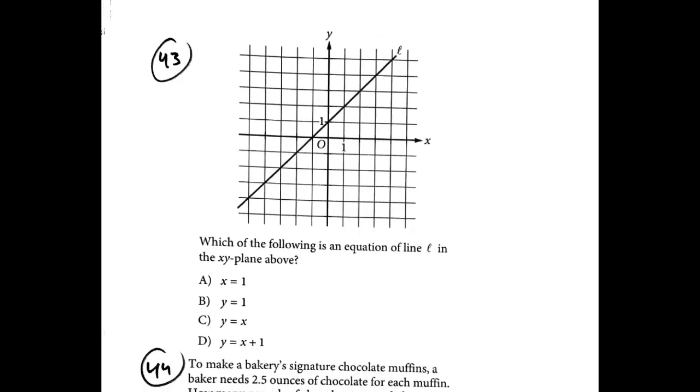43. Which of the following is an equation for line L in the xy plane above? A, X equals 1. B, Y equals 1. C, Y equals X. D, Y equals X plus 1.